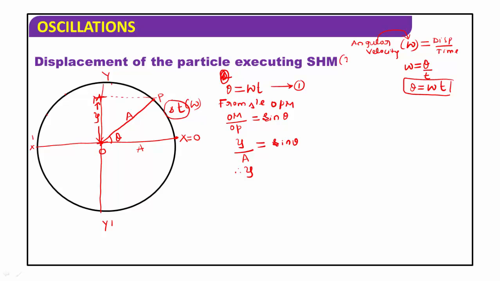The displacement of the particle executing simple harmonic motion is mathematically denoted by the symbol small y. Small y is equal to A into sin theta, where theta is the angular displacement.